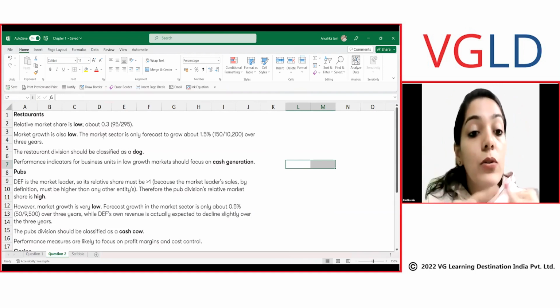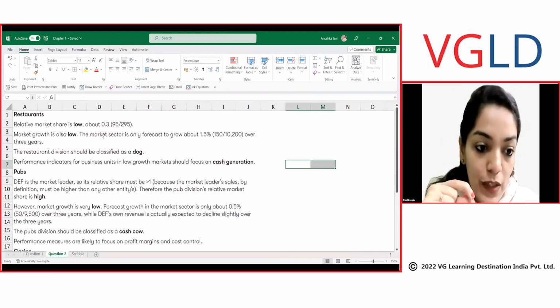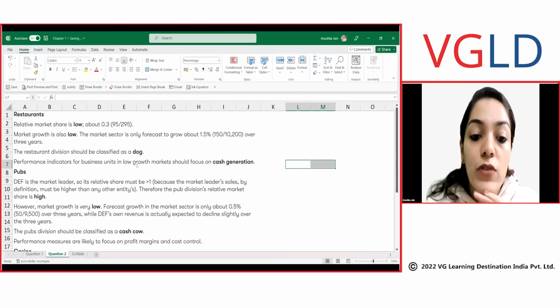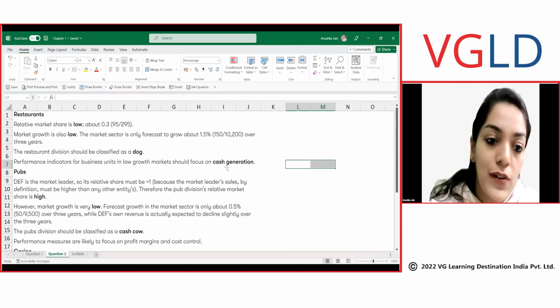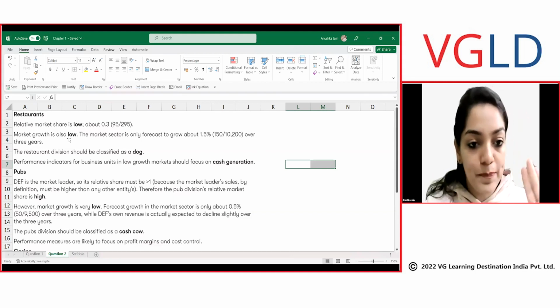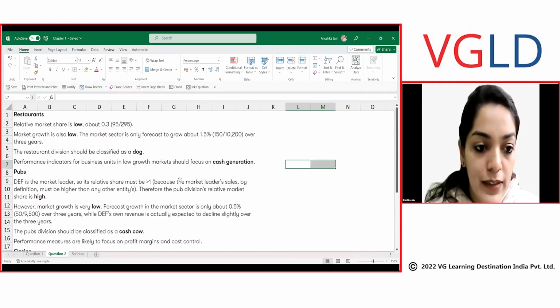It will be talking about curtailment of cost and cash generation. Performance indicators for business unit in low growth markets should focus on cash generation, or you can write curtailment of cost. That's done for restaurants. I think a few of you answered very well here.